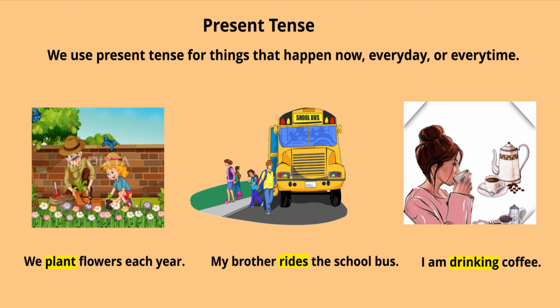And in the last visual, what do you see? You see a girl drinking coffee. She says, "I am drinking coffee." That means it is happening right now. At this moment, she is drinking coffee, and so drinking would be the present tense. The verb used here is in present tense.